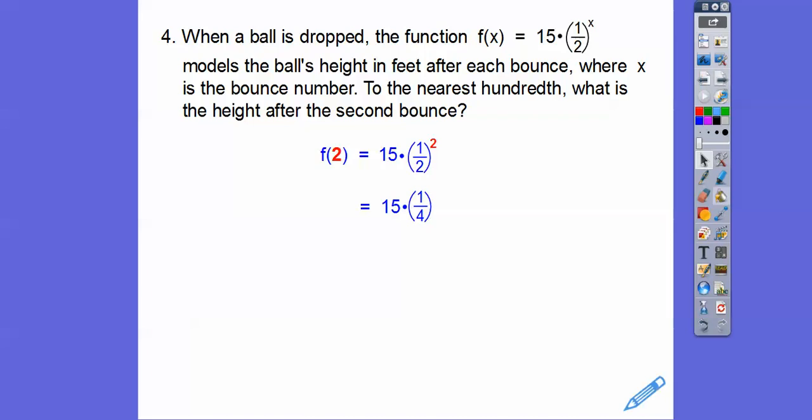And then 15 times 1/4 is like 15 over 1 times 1 over 4. So 15 times 1 is going to get us 15/4. And it says round it to the nearest hundredth, so it's going to get us exactly 3.75 feet on that second bounce.